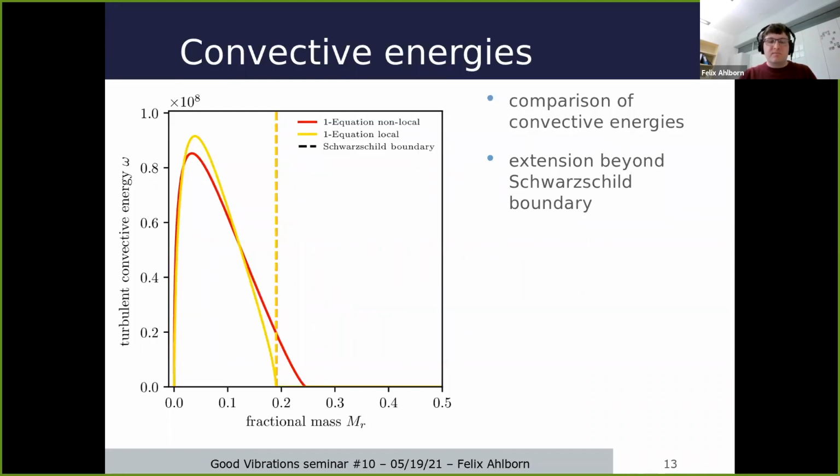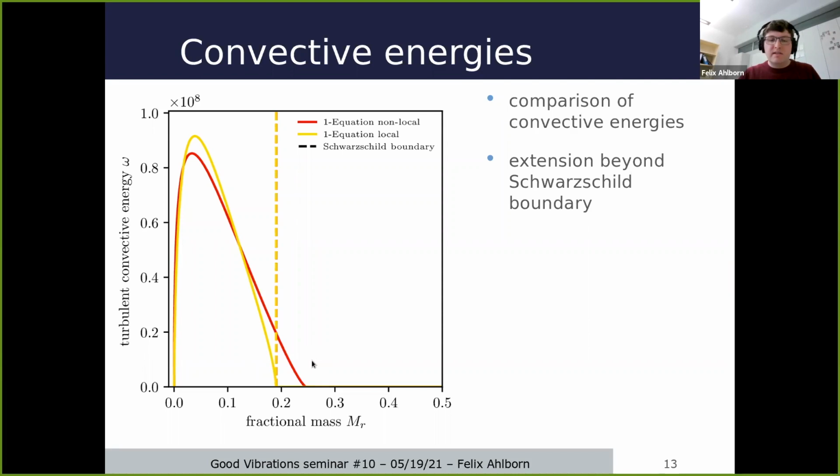Okay, this brings me now to the first results from the one equation model. These are again results for a 5 solar mass main sequence star, and here I compare a one equation non-local model and a one equation local model. Local in this case means that the diffusive term gets omitted, such that overshooting is inhibited in this model. You can see that the local model, shown with the yellow line, stops at the Schwarzschild boundary, as we've seen in the mixing length picture, while the one equation non-local model, shown with the red line, extends beyond the Schwarzschild boundary into the stably stratified region.